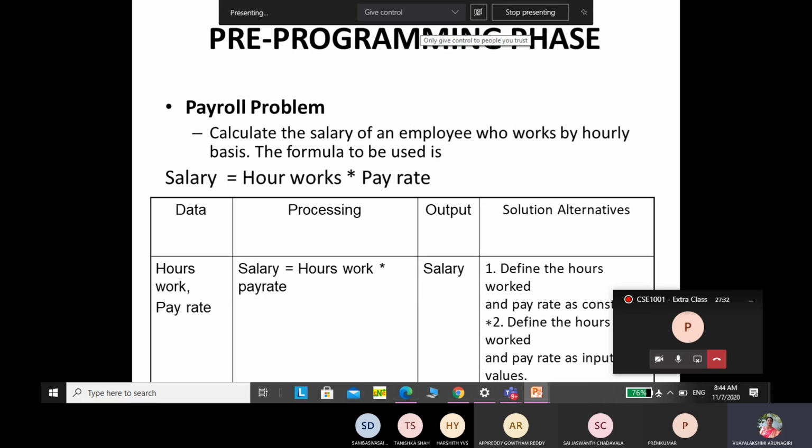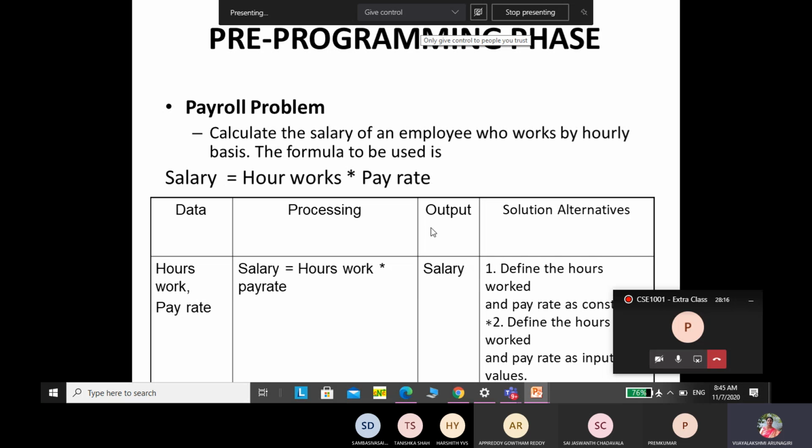So how do I represent this problem in terms of the PAC chart? What are the inputs I need for this problem? Hours worked and pay rate. So I'm taking input data as hours worked as well as pay rate. What is the output of this problem? Salary. So the output is salary, and processing is, if I multiply hours worked into pay rate, I'll get the salary, right? This is the way I am going to solve the problem.